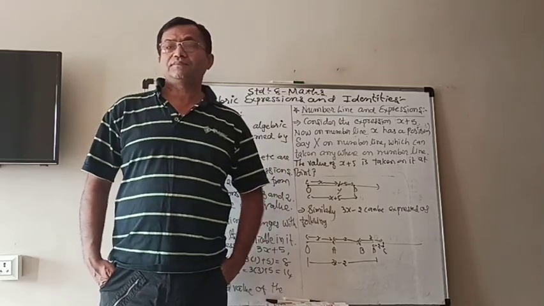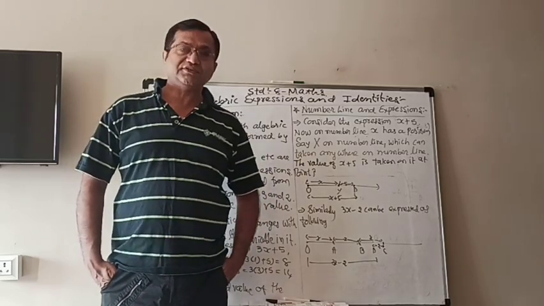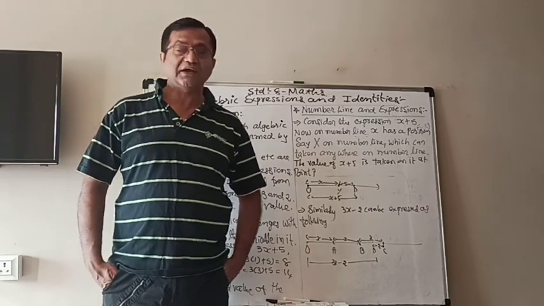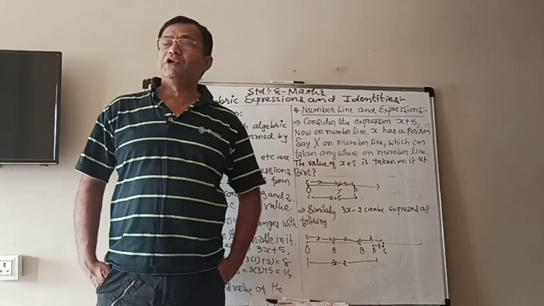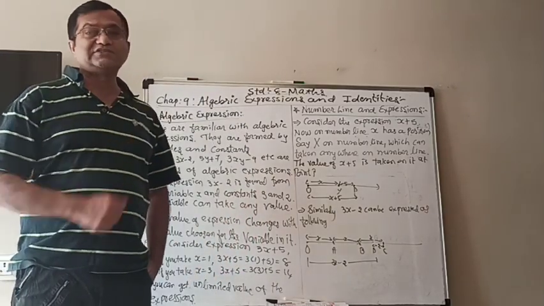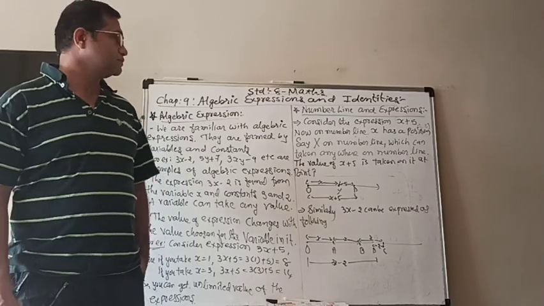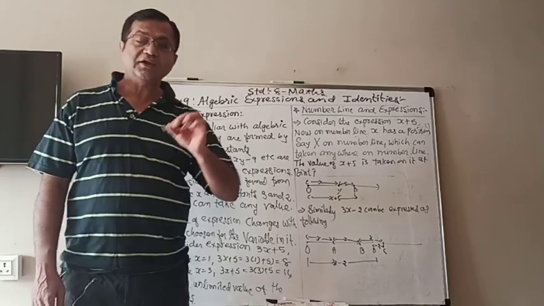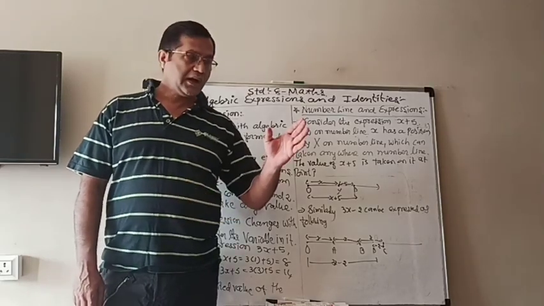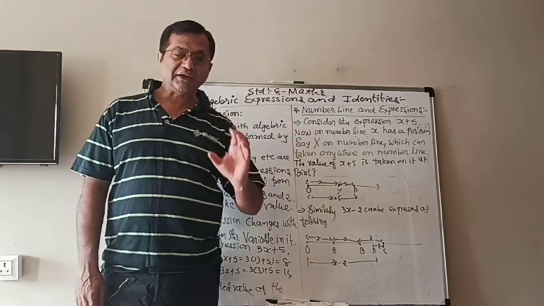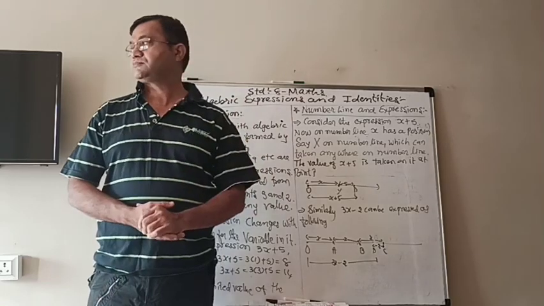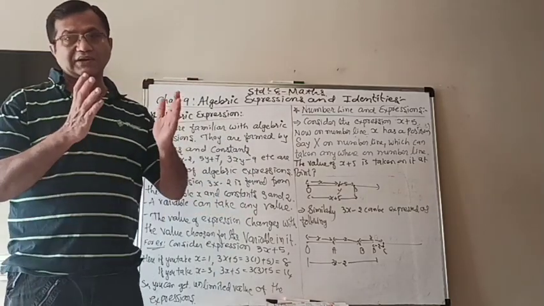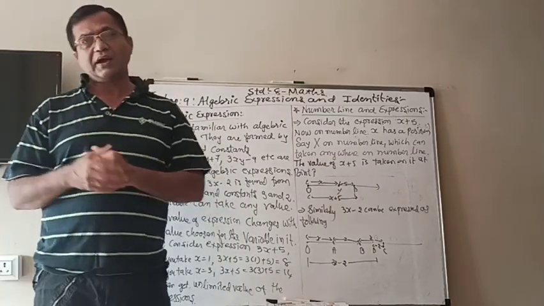You are familiar with the algebraic expressions. You studied it in the lower standard. We know that algebraic expressions are formed by variables and constants. I hope you are familiar with variables and constants. Or let us just recall that memory. What are variables and constants?